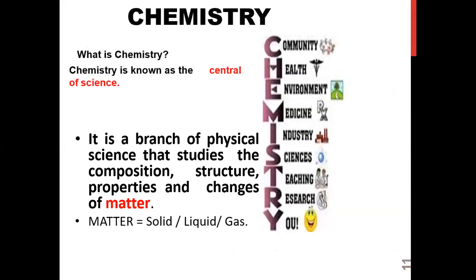Next, we will be studying what chemistry means. Chemistry is known as the central science. It is a branch of physical science that studies the composition, structure, properties, and changes of matter. If we look at the spelling of chemistry, each letter can stand for a meaning. C stands for community, H for health, E for environment, M for medicine, I for industry, S for science, T for teaching, and R is for research. And Y is the student who learns this, right?